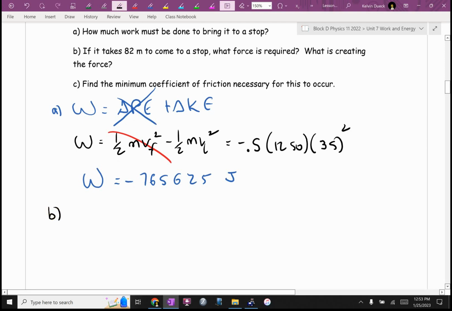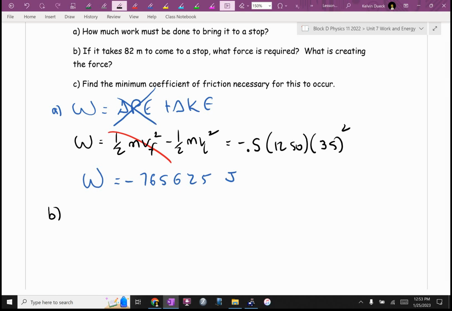Okay. Maybe I could do this with F equals MA. Maybe I could find A, but wait a minute. What did we just find in part A? What did they give me in part B? There wouldn't by chance be a version of work that has a force and a distance in it, is there? Why, there is. So now let's pivot to that one.